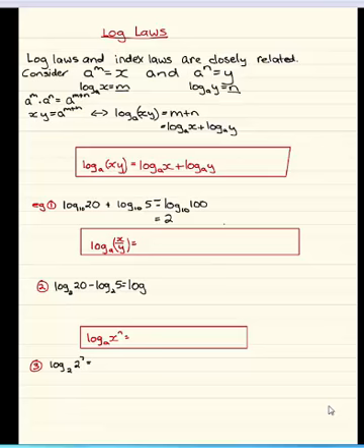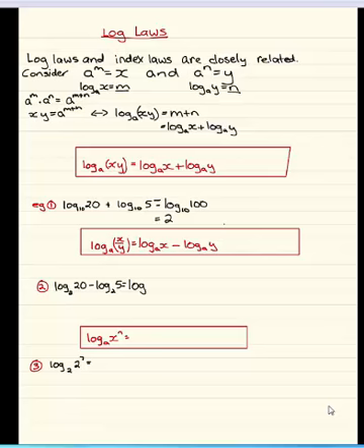Okay, so have a look at your second rule. What do you think is going to happen if we have a quotient? If instead of x times y, we have x divided by y? Well, think about your indices. What do you do to your powers if we are dividing indices with the same base? We subtract the powers, don't we? So this kind of works the same way. It's going to be log base a of x minus log base a of y.